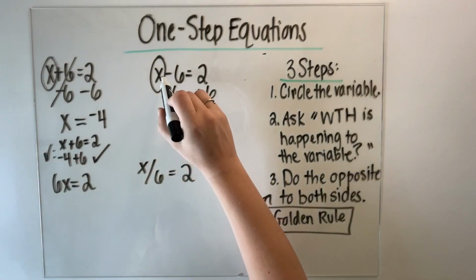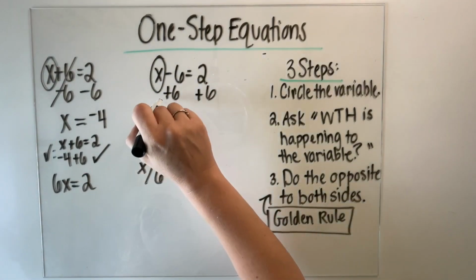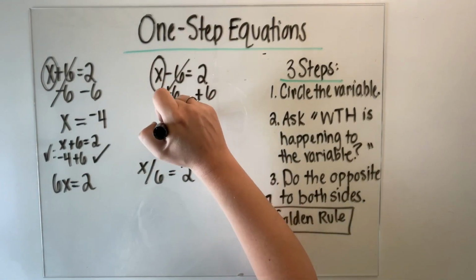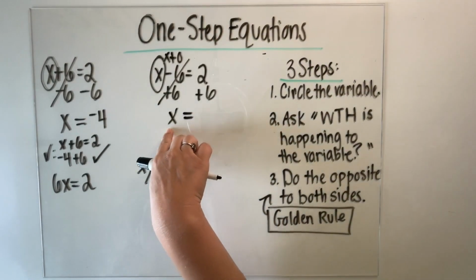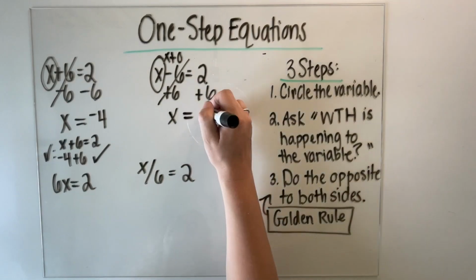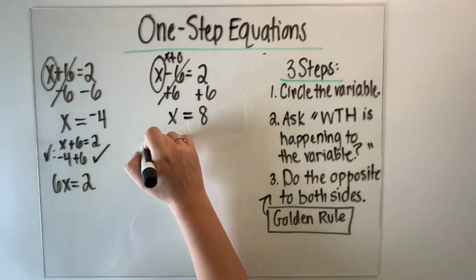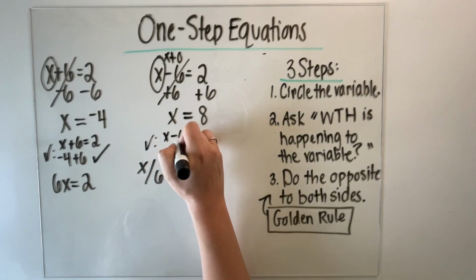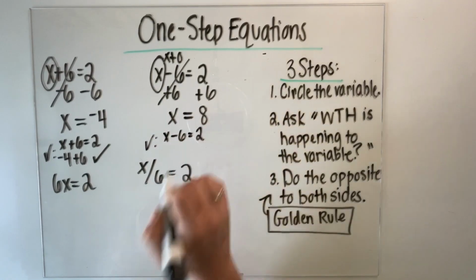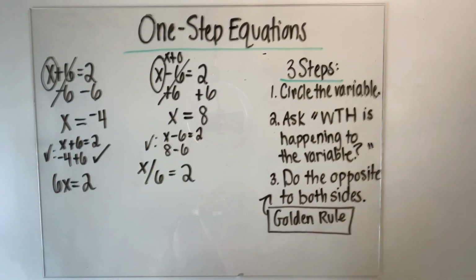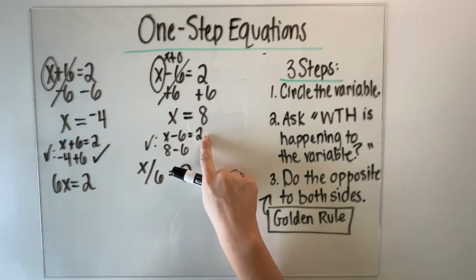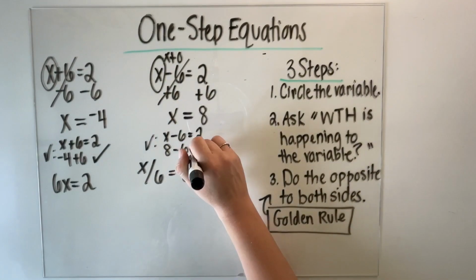And lastly, if I have negative 6 and add 6, that'll take me back to 0. And I don't need to write x plus 0. I can just write x. 2 plus 6 is 8. Again, I'm going to check my work. I'm going to rewrite the original equation and see if what I have is true. If I replace x with 8, 8 minus 6, does that equal 2? Heck yes, it does.